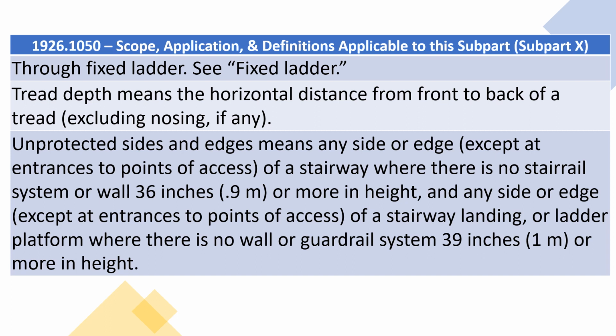Tread depth means the horizontal distance from front to back of a tread, excluding nosing, if any. Unprotected sides and edges means any side or edge, except at entrances to points of access, of a stairway where there is no stair rail system or wall 36 inches, 0.9 m or more in height, and any side or edge, except at entrances to points of access, of a stairway landing, or ladder platform where there is no wall or guardrail system 39 inches, 1 meter or more in height.